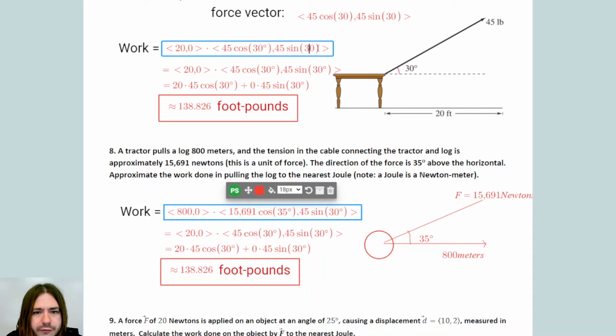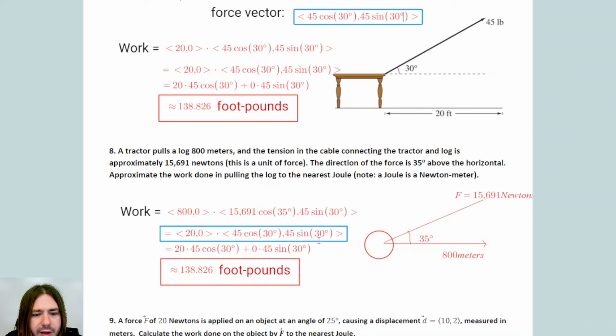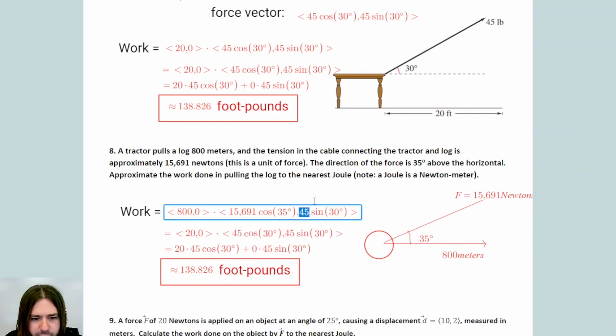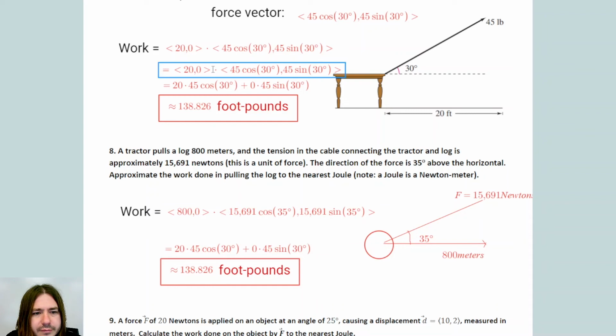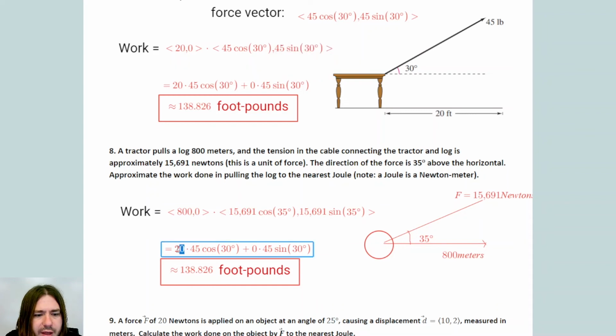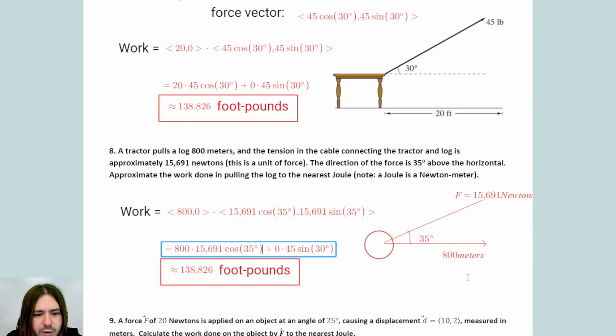Let's go ahead and fix all this while I'm noticing it. There we go. Okay, so we got 15,691 in this case times the sine of 35. So when I go to calculate the dot product, I don't know why I typed that twice. I don't need that twice. We've got 800 times 15,691 times the cosine of 35 plus 0.